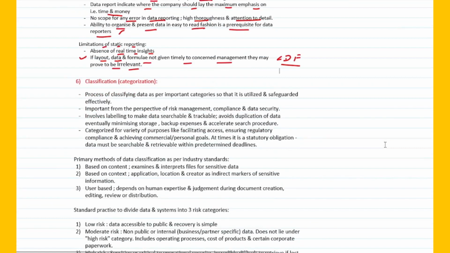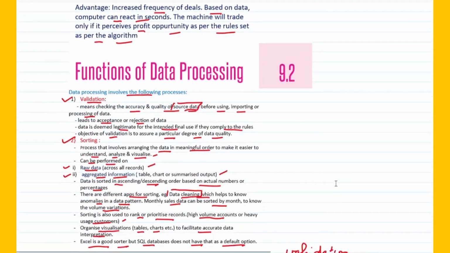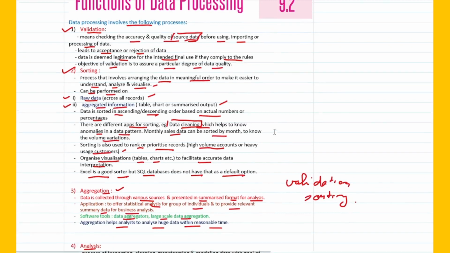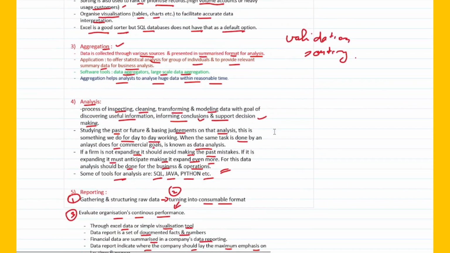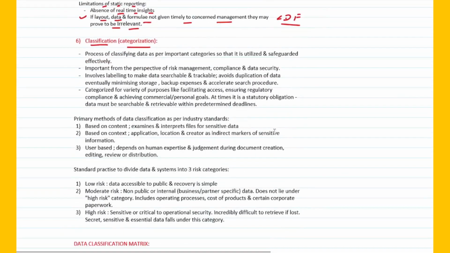Okay. Finally, we talk about what? We talk about something called classification, that is categorization. Before I start with this, let's quickly revise the points that we learned right now. First one is validation. What are we talking about? First of all, we are talking about data processing. Data processing, it involves what? All processes. So the processes are, first one is validation, second one is sorting, third one is aggregation, fourth one is analysis, fifth one is reporting, and finally we talk about classification or categorization, right?